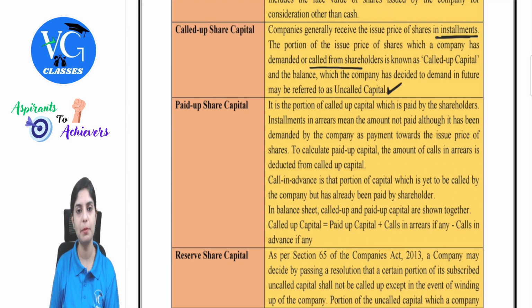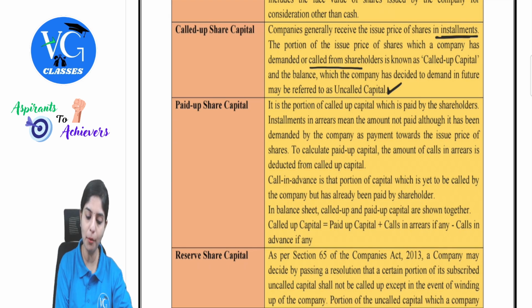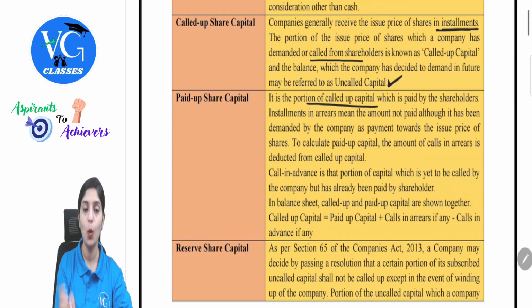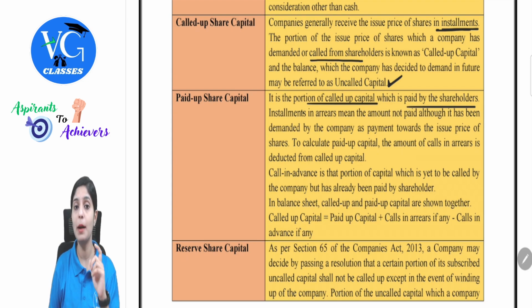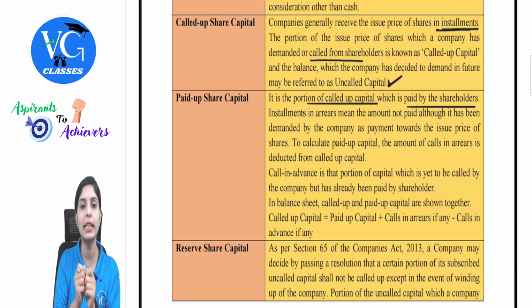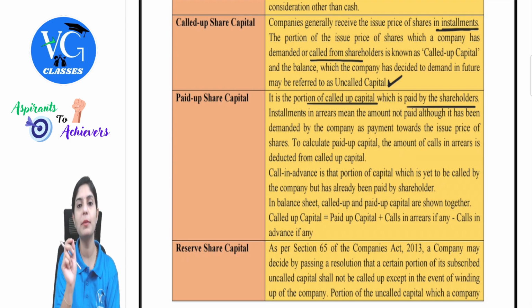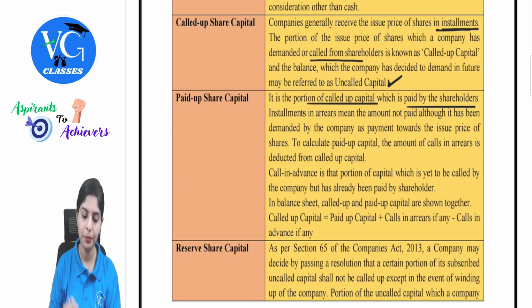Yes. Next, paid up share capital. Commonly you would have observed these wordings, paid up share capital. Called up is again from the company's point of view: how much the company is calling with respect to its installments. Paid up share capital is the portion of called up capital which is paid by the shareholders. This is from the shareholders' point of view. It doesn't matter how much the company has called up; from the shareholder's point of view, how much of the installment is he paying? That part will be considered as paid up capital.